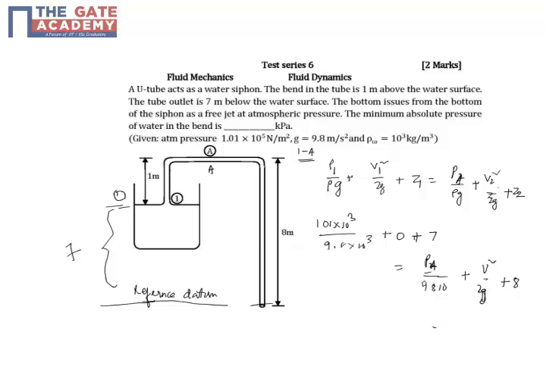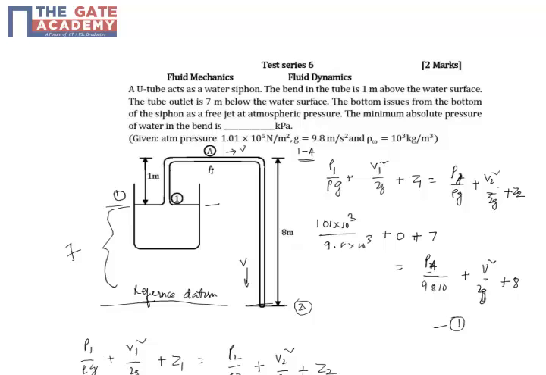So this is our equation 1. We'll come back to this. How do we get the velocity? I'll apply the same Bernoulli's equation between 1 and section 2. The velocity of the flow is the same in the pipe, so whatever the velocity at A is, that is the velocity at 2 also. So between 1 and 2: P1 by rho g plus V1 square by 2g plus Z1 is equal to P2 by rho g plus V2 square by 2g plus Z2.